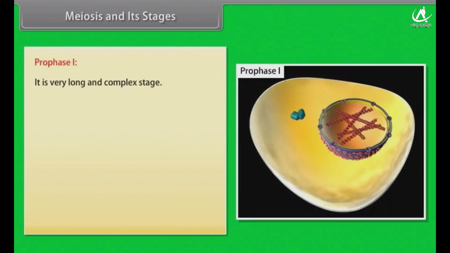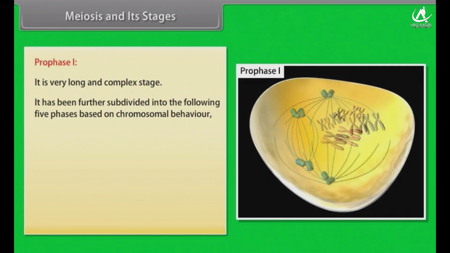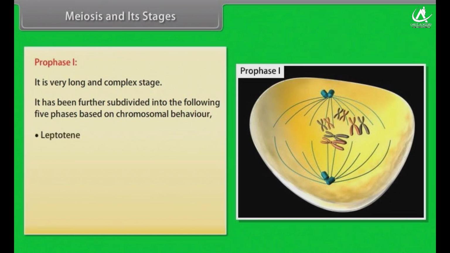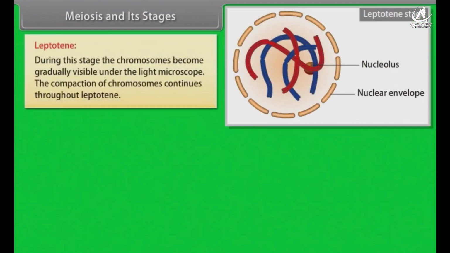The first stage of meiosis 1 is Prophase 1. It is very long and more complex in comparison to the prophase stage of mitosis. It has been further subdivided into the following 5 phases based on chromosomal behavior, that is, leptotene, zygotene, pachytene, diplotene, and diakinesis. During the leptotene stage, the chromosomes become gradually visible under the light microscope. The compaction of chromosomes continues throughout leptotene.